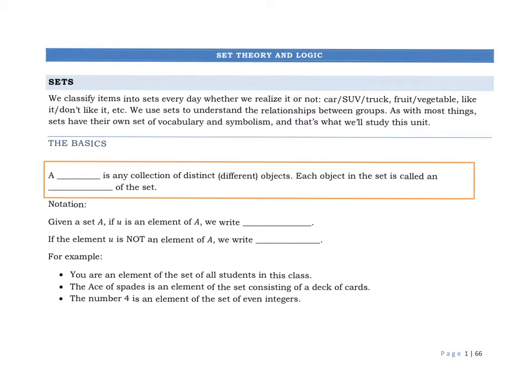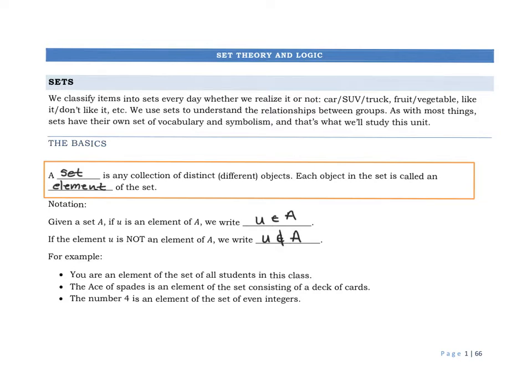So let's start with some vocabulary. A set is any collection of distinct or different objects. Each object in the set is called an element of the set. Given a set A, if U is an element of A, we would write U is an element of A. If the element U is not an element of A, we would write the following. So you see we have an element symbol just with a slash crossed through it.